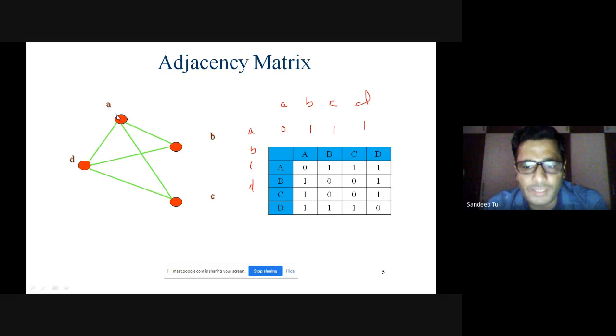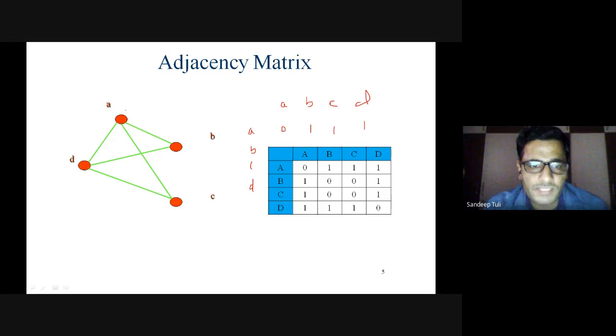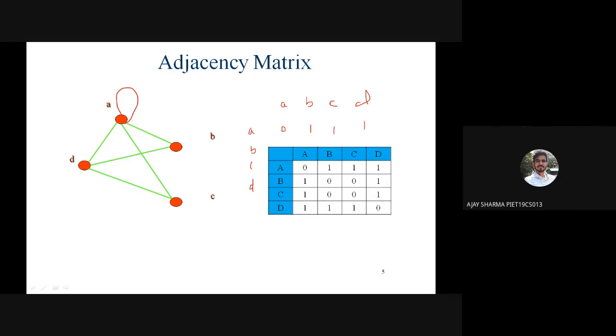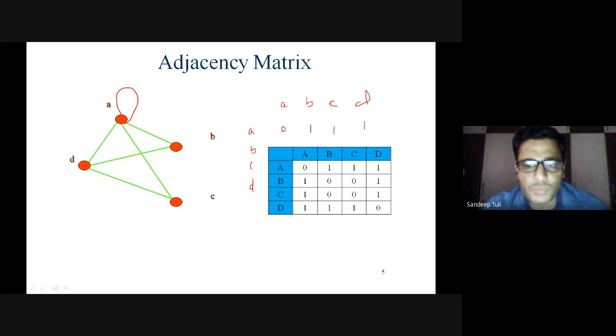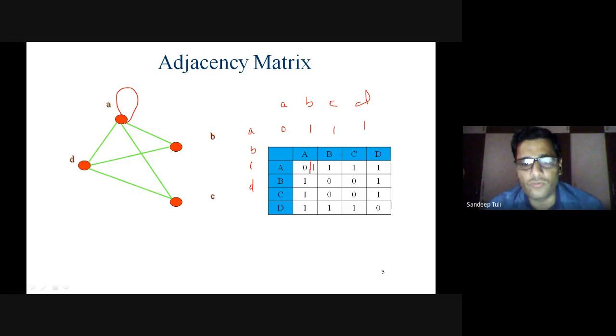Now suppose I have a loop. Say there is a loop from A to A. Which entry will become 1 in this? A to A, the first one. The diagonal entry will become 1 in the case of a loop only. So is it okay how we are creating this adjacency matrix?